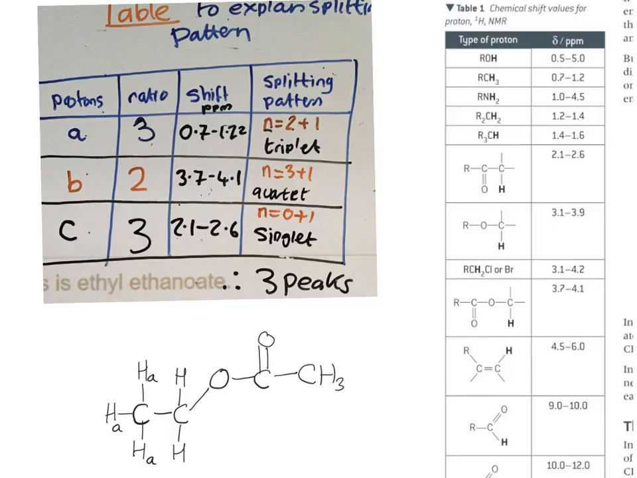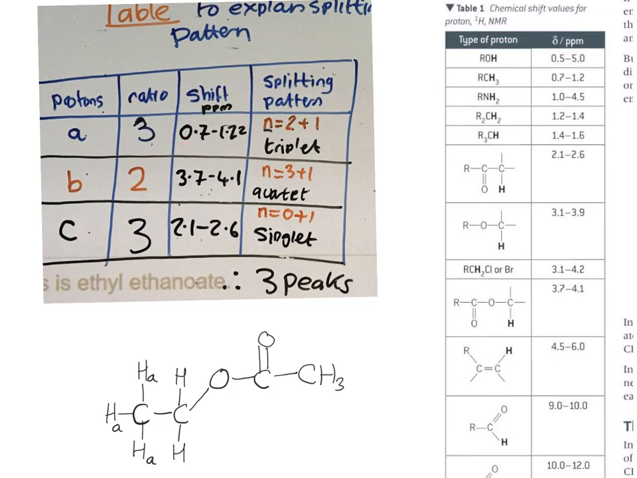First of all, let's look at protons A. Protons in A are heavily shielded because they're next to this methylene group here. If we now go to our data table taken from your Caboodle textbook, you can see that these protons on the methyl group next to anything but an oxygen atom have a chemical shift of 0.7 to 1.2.